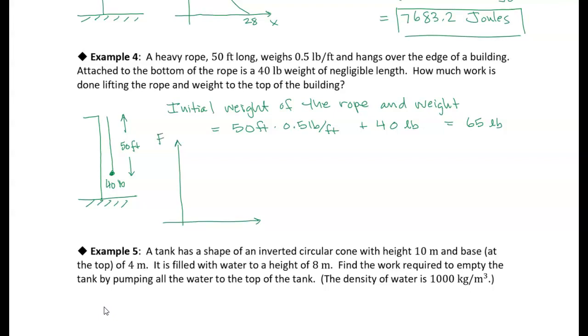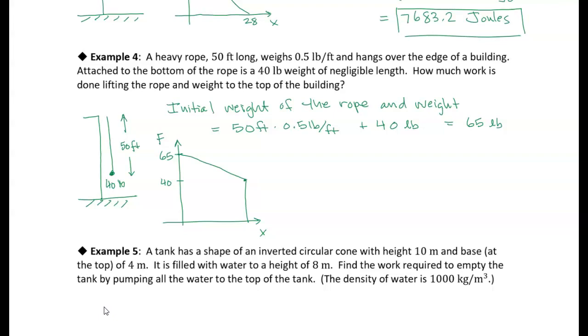Now we're going to plot force versus the distance that we've lifted it. We're starting out here at 65 pounds. And so the difference here is that we have this weight hanging on the end. And so what's going to happen is you're pulling the rope, right, until you get to the end. So at the end, you're still going to have the 40-pound weight hanging there. And then suddenly it's just going to drop to zero, right? The force required is going to drop to zero once we've lifted that weight up onto the roof.